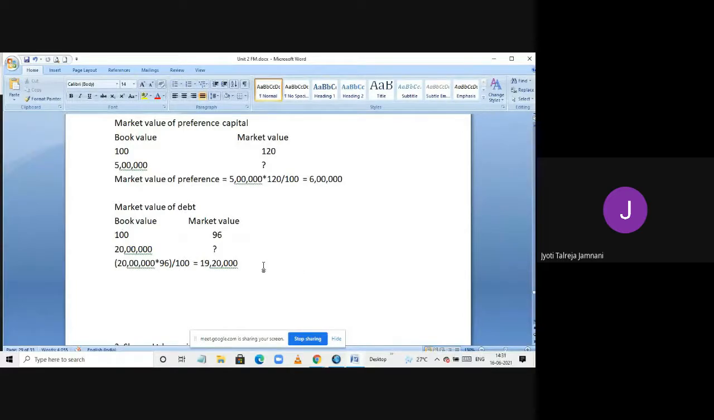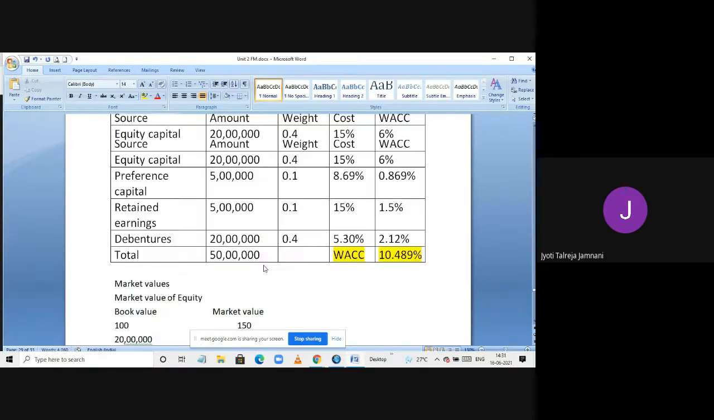Now, there is no need to find market value of retained earnings because I had told you in my last class also, retained earnings are not sold in the market. So usually companies don't find the market value of retained earnings. If they give in the question, we will take it. If they tell retained earnings market value is so and so, then we'll take it as it is. But if they don't give, we need not find it because usually whatever is reserves and surplus, they remain as it is. There is no market value for that. So now we can find WACC using market value weights. For that, we'll take the same table.